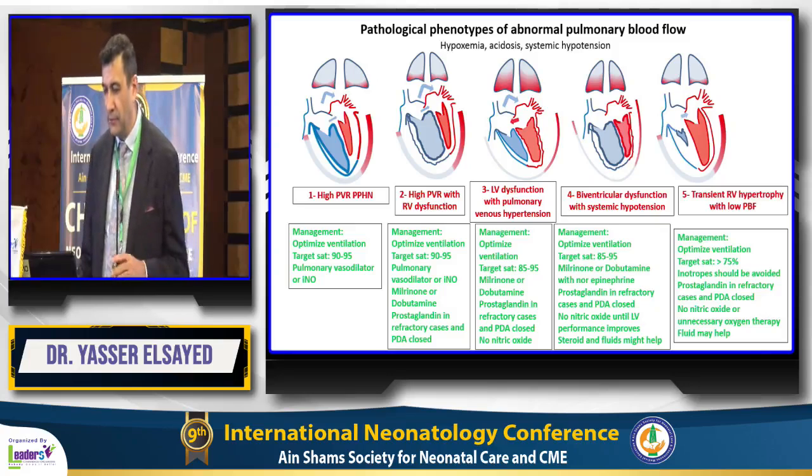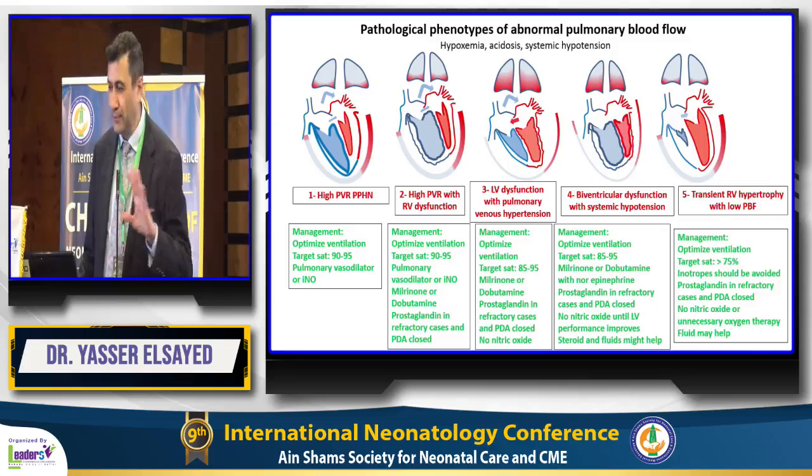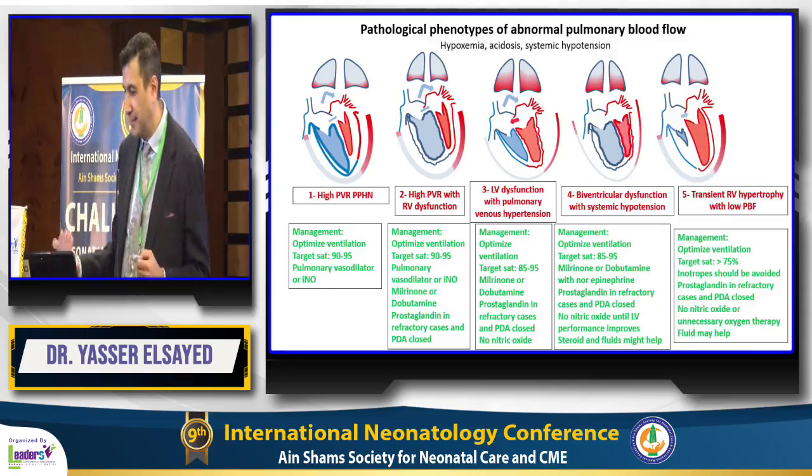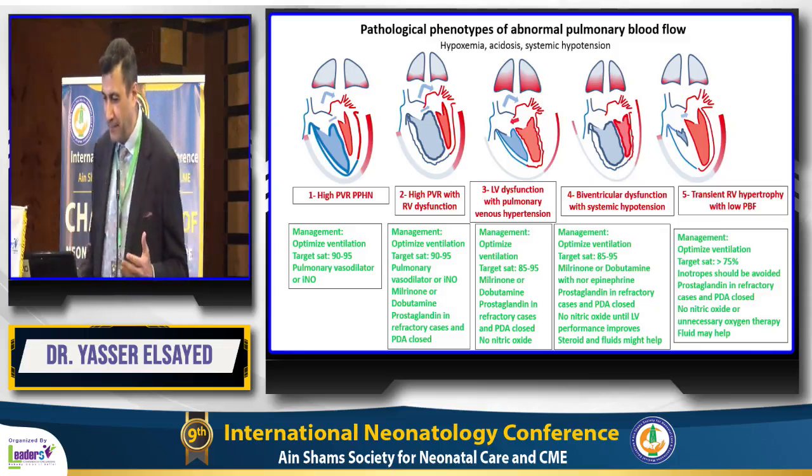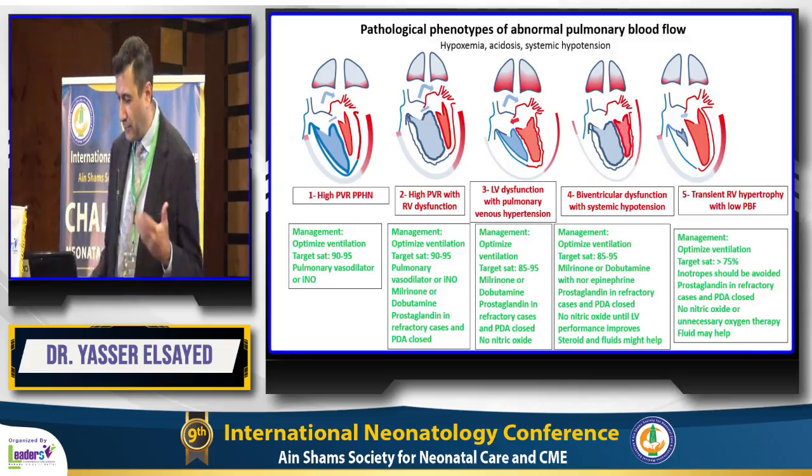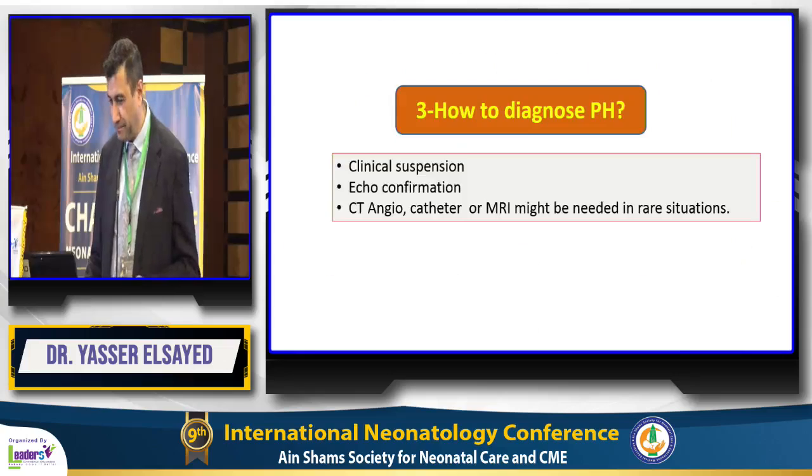These are the phenotypes. To my knowledge, so far, I don't have other common phenotypes. The last phenotype, you may see that case maybe once a year. But the first one, you may see it almost on a weekly basis. So how to diagnose pulmonary hypertension? Clinical suspicion is important. Echo confirmation, and CT angio or cardiac cath or MRI might be needed in some situations.